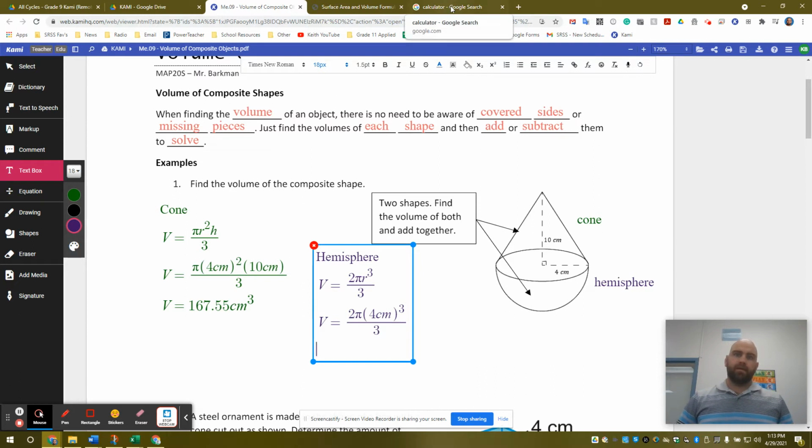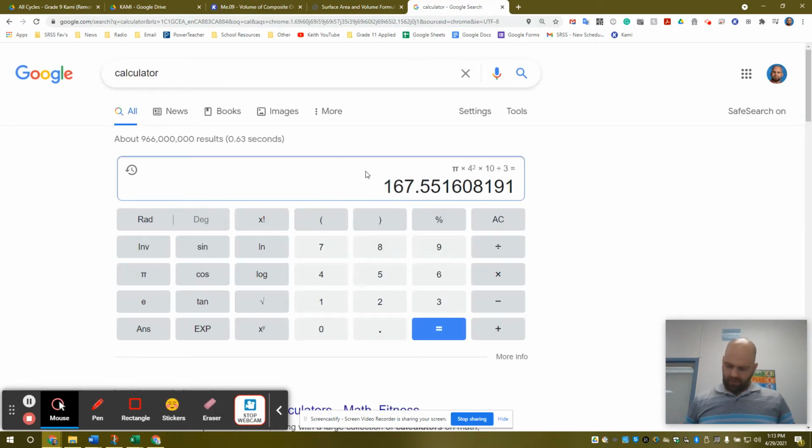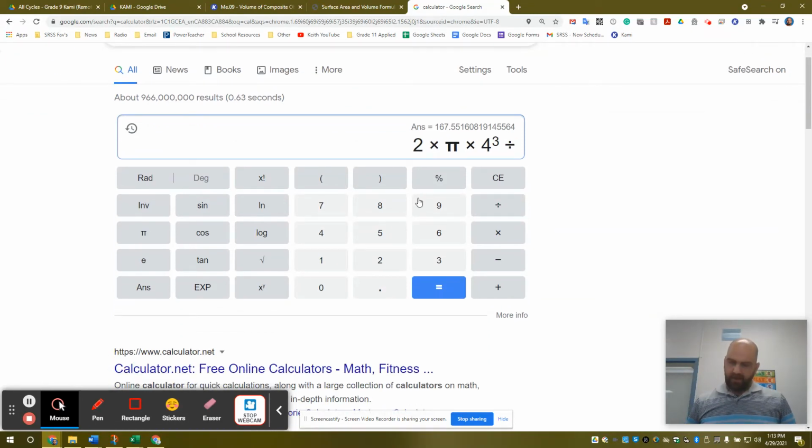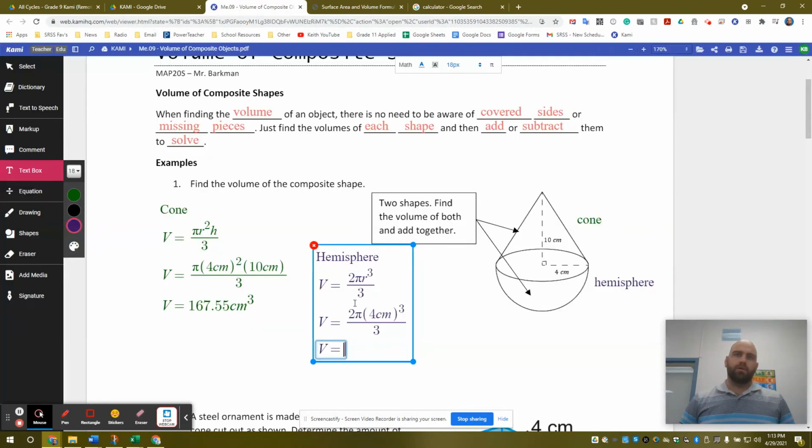Okay, plug that into the calculator. I'll do that in 1 second here. Volume equals, so it's going to be 2 times pi times 4 cubed, divided by 3. And we get 134.04 centimeters cubed.